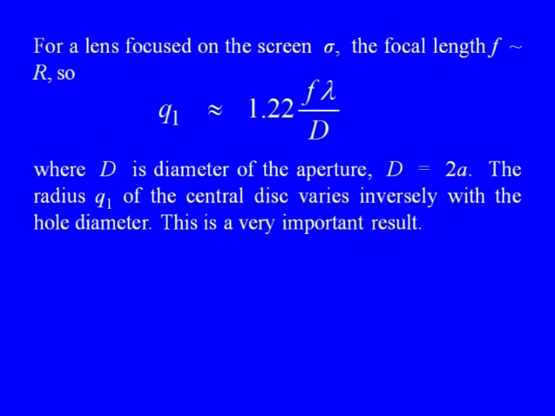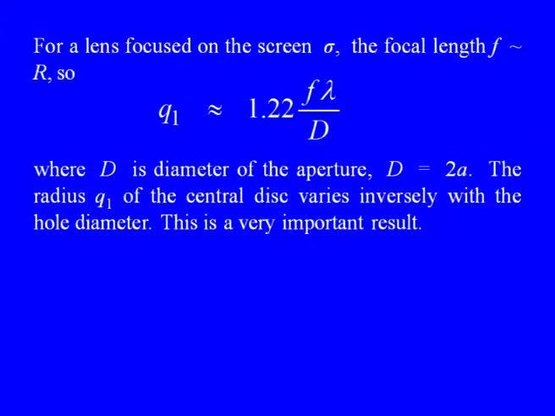For a lens focused on the screen, the focal length will replace R. So, if a lens has been used, then in that case Q1 will be given by 1.22 f lambda by d. As I said, d is the diameter of the aperture. Now, the important result here is that the radius Q1 of the central disc, which is the most important, varies inversely with the whole diameter. That is the important result.